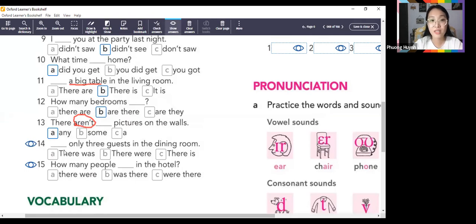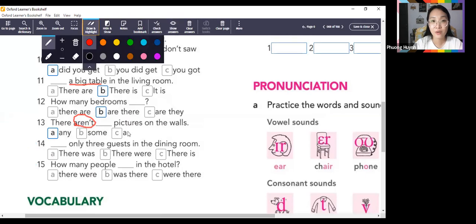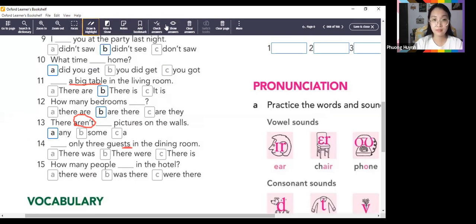Câu 14 bạn, 14. Only 3 guests in the dining room. Rồi, so you see keyword ở đây là guest này có s nha. Rồi bạn Yên chọn were. Đúng rồi, there were only 3 guests.